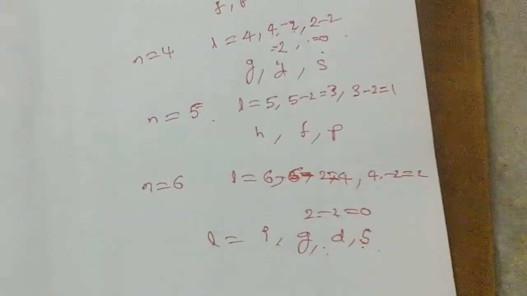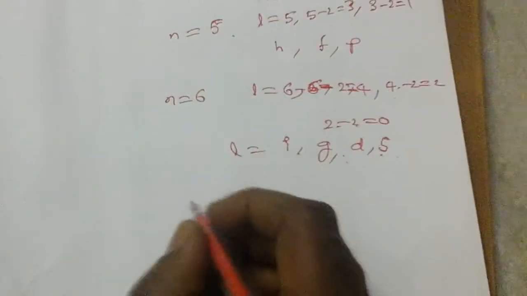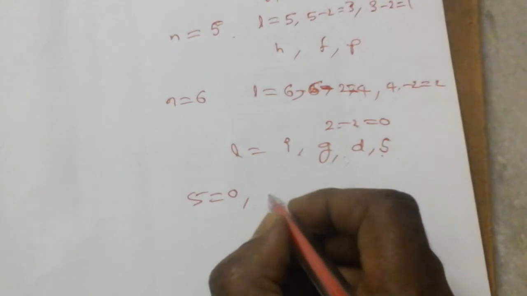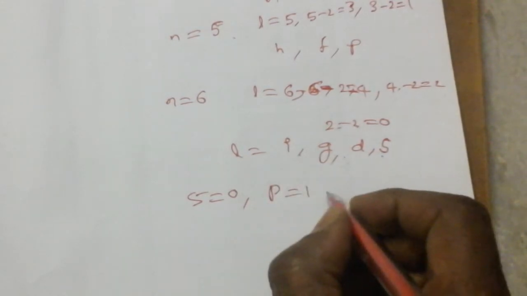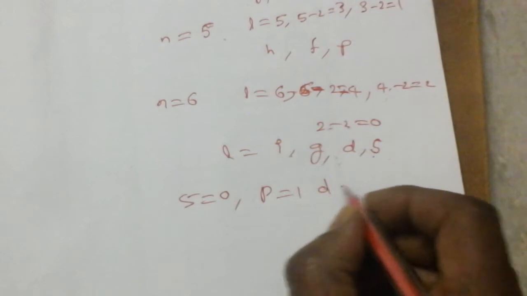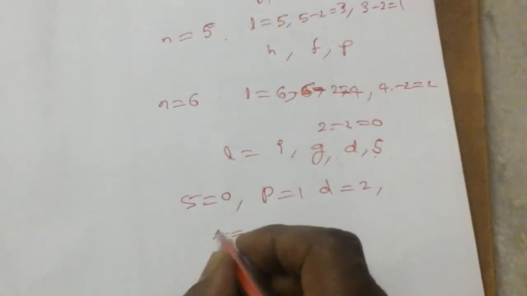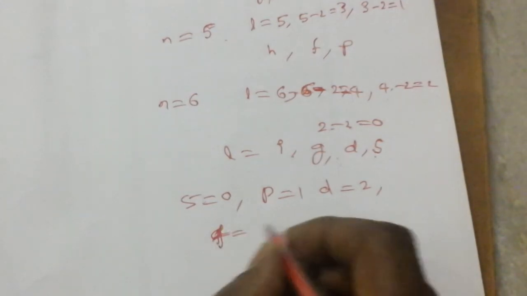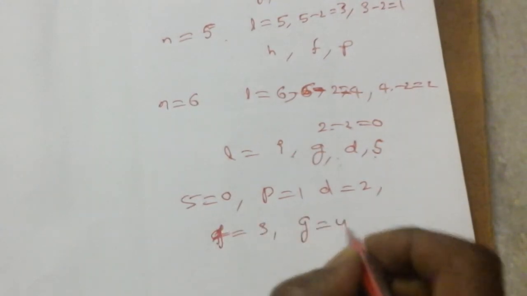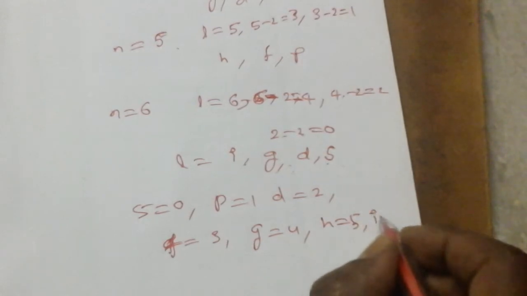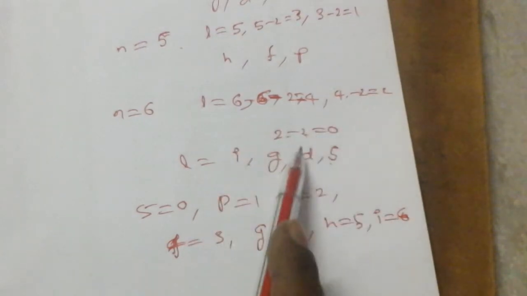Like this we are getting it, because s is equal to 0, p is equal to 1, d is equal to 2, f is equal to 3, g is equal to 4, h is equal to 5, i is equal to 6. These numbers you have to remember to write this. Okay.